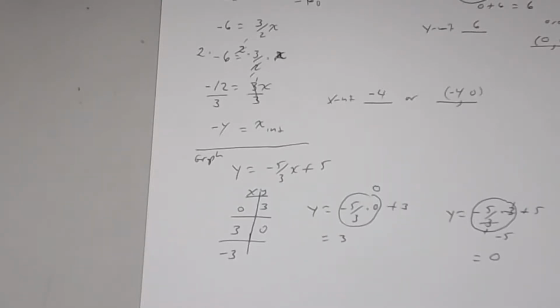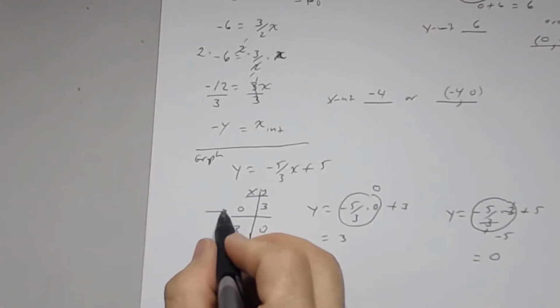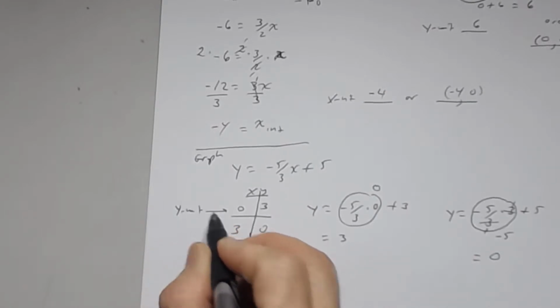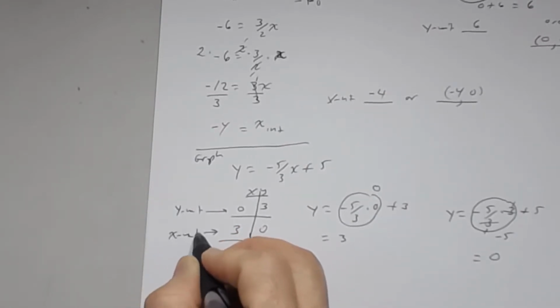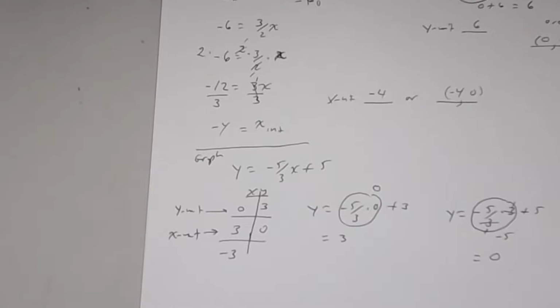No, if y is 0, you found the what? The x-intercept. You just found the x-intercept. So remember, this was a y-intercept. This is the x-intercept, because you just found that y is 0.